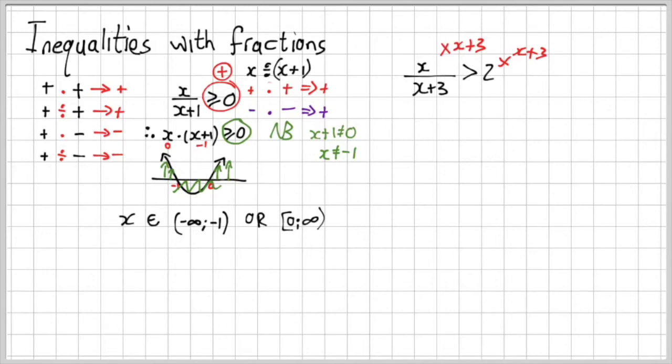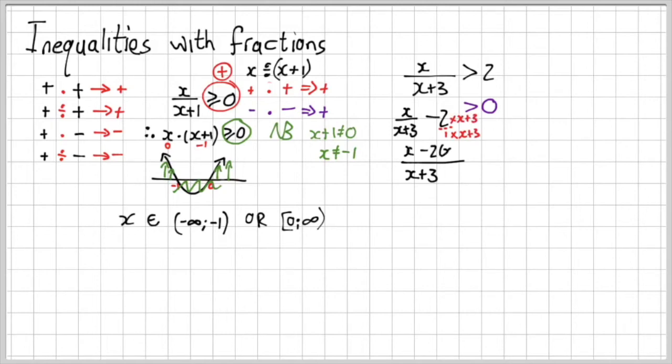So, whoa. I am not allowed to do this. I'm not allowed to times by x plus 3. So what must I do? Well, I want 0 on the right-hand side. So I'm going to bring over that 2 and it becomes a negative 2. Now I need to put on the LCD, which is x plus 3. So to get the 2 over x plus 3, I need to times top and bottom by x plus 3, and that leads me to the following expression.